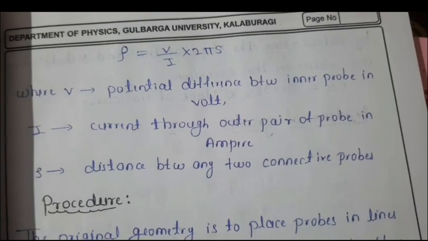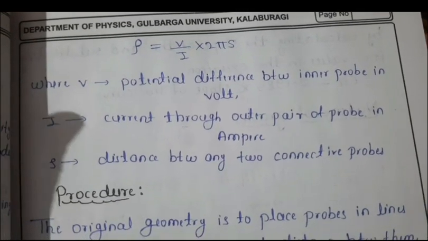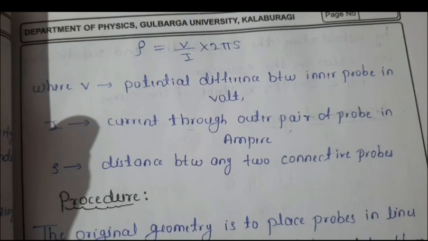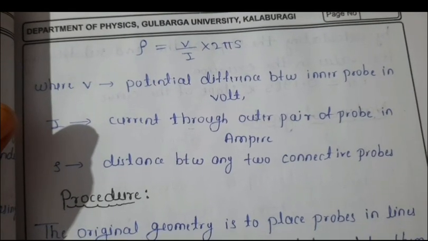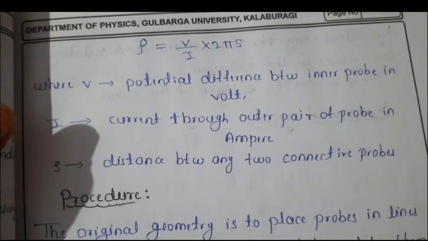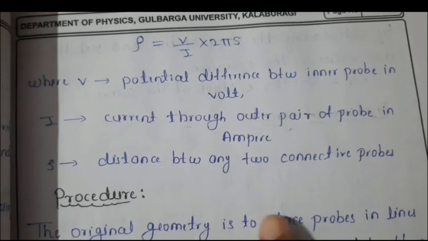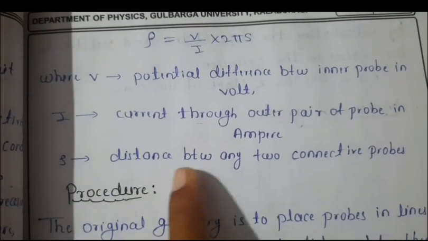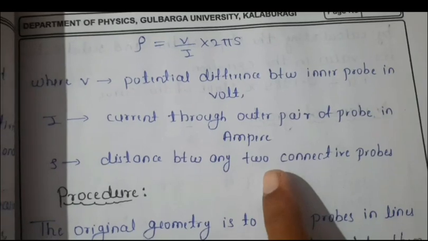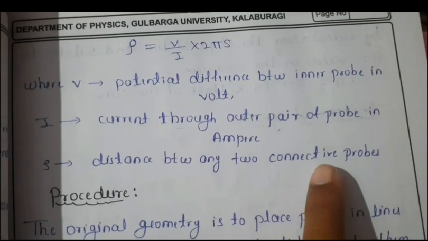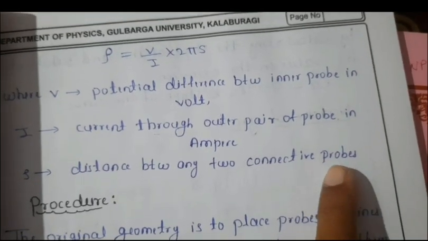So we have the experimental kit, that is the 4 probe setup, where we have 2 probes for voltage and 2 probes for current. That's why we call it the 4 probe method. S is the distance between any 2 connecting probes.